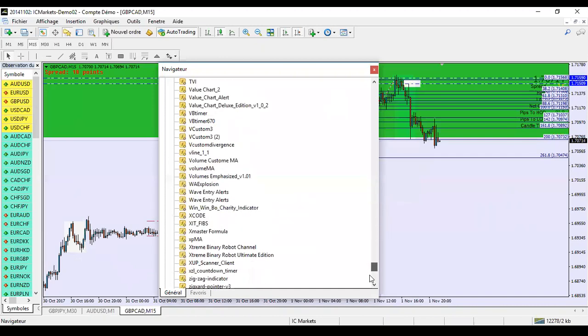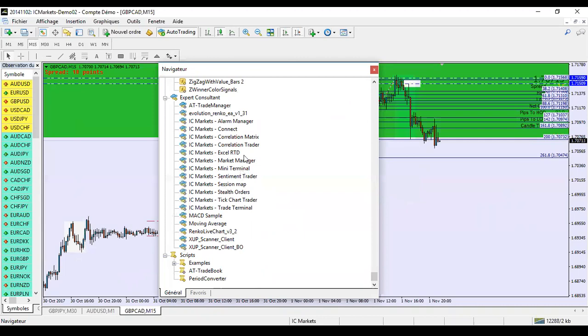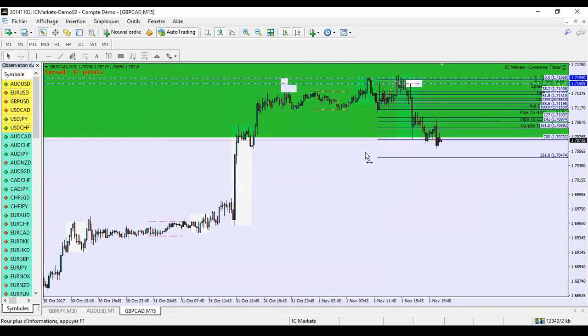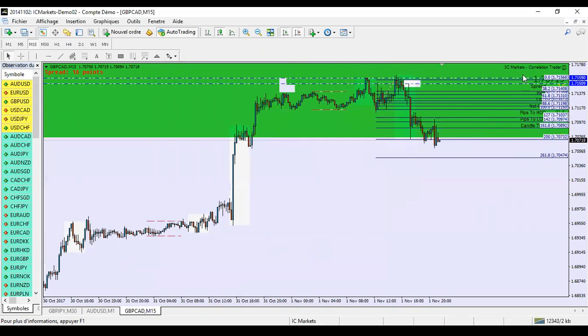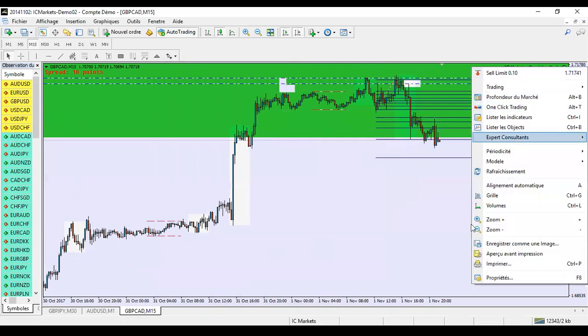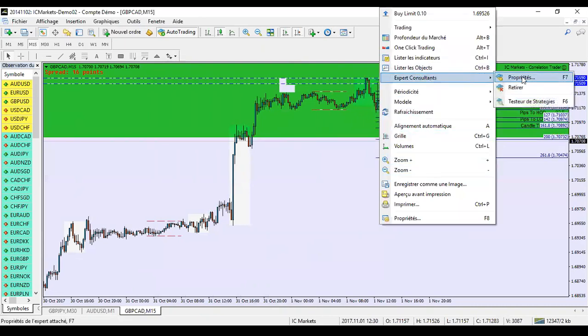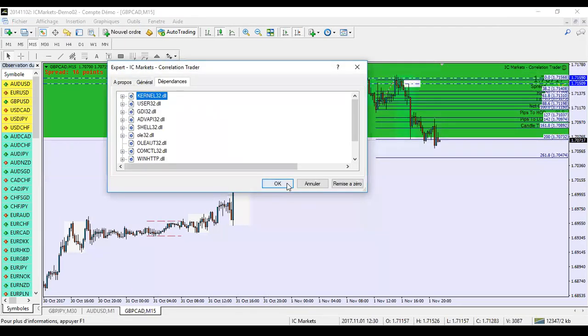Let me just open it. Correlation. Do you see the new window that opened? Oh wow, it closed. Just give me a second. Okay. Where it is.